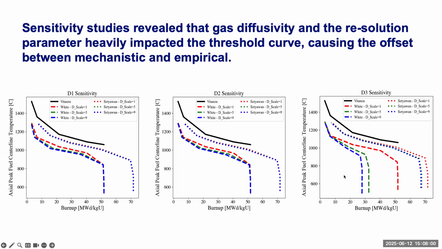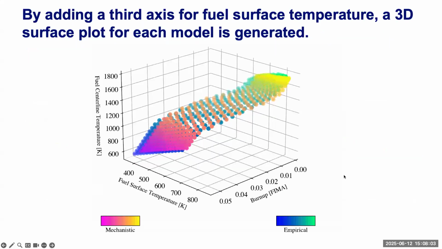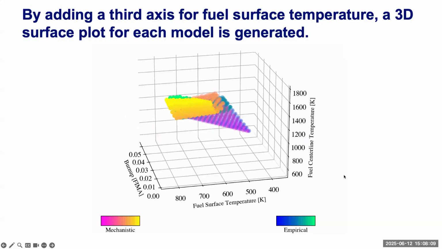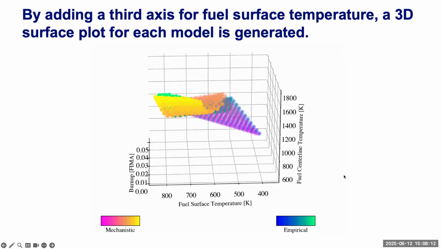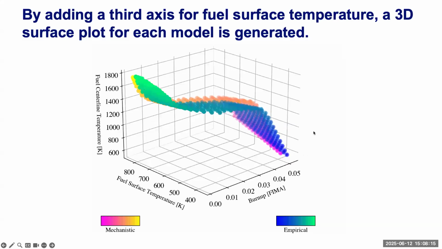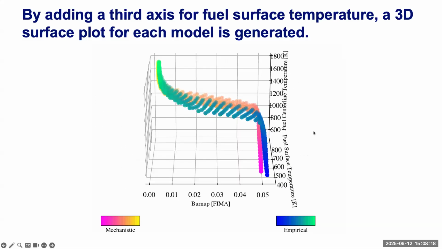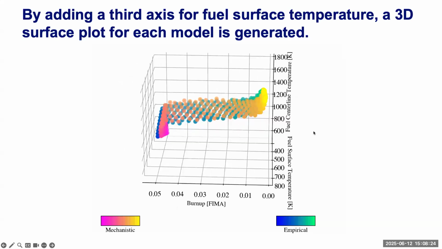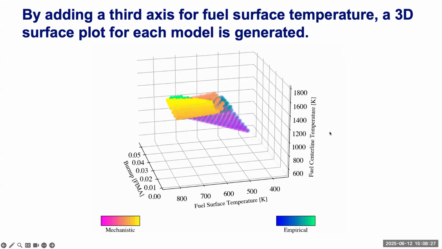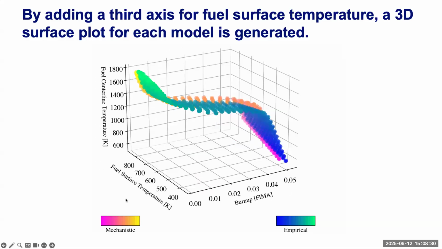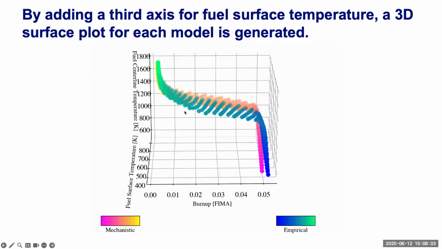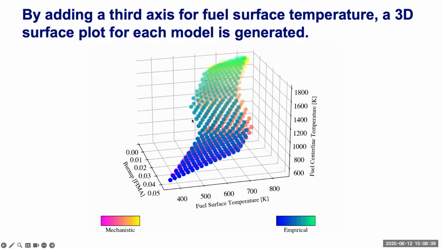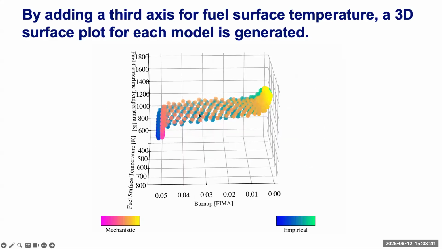Now, if we look at implementing these to construct a three-dimensional surface plot, this is a preliminary three-dimensional surface plot. Hopefully it's not lagging too much. Looks like it might be a little bit, my animation here. But this three-dimensional plot is essentially this surface threshold curve for each of these models that was generated. And this is our objective, to be able to produce a curve like this where you can select a fuel surface temperature, a fuel centerline temperature, and the burnup at which gas release is going to occur.